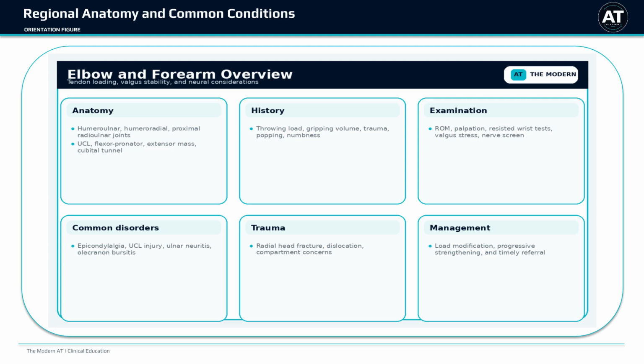The radial head is important after a fall because fracture can limit pronation and supination. Do not treat the elbow as only a hinge. It also supports rotation, grip, and force transfer into the hand.